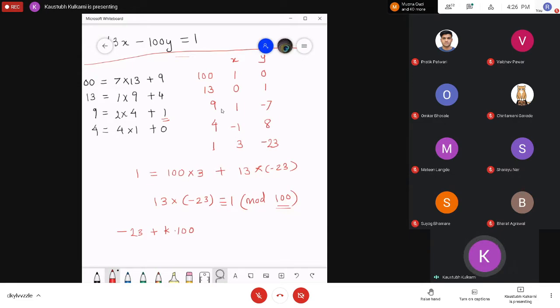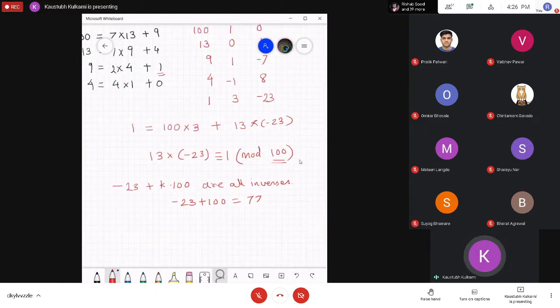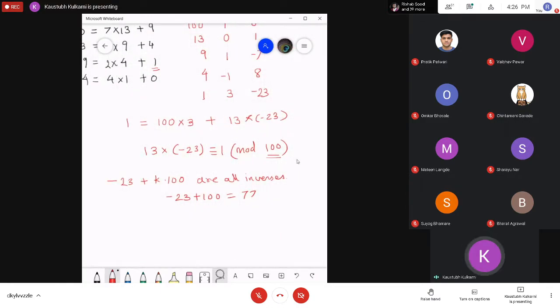Okay. So if we want an inverse within the range of 0 to 100, a positive inverse, then we can say that these are all inverses. And we can say that minus 23 plus 100, which is 77. So 77 is also an inverse. And you can actually verify, you can calculate 13 into 77. Okay. So 13 into 77 is congruent to 1 mod 100. Okay, so this is how extended Euclidean algorithm can be used to find the inverse.